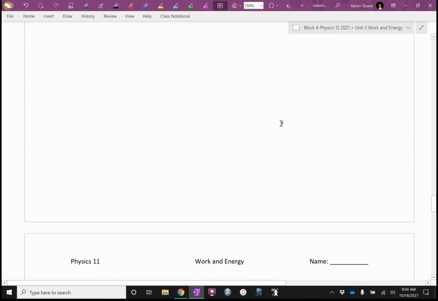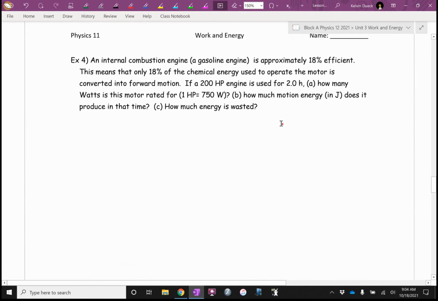Example 4. An internal combustion engine, a gasoline engine, is approximately 18% efficient. Internal combustion engines are terribly inefficient. Do they give off a lot of heat? A great deal of heat. Can you hear them from a long distance away? That's wasted energy. Sound is a form of energy.